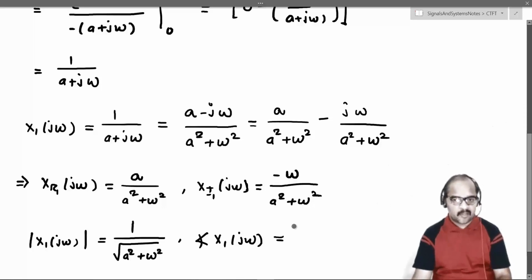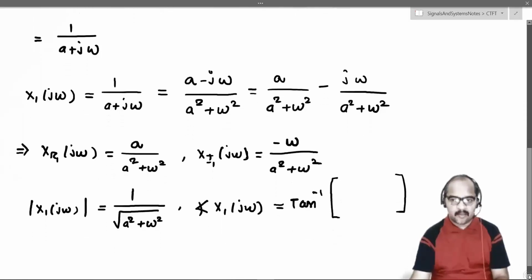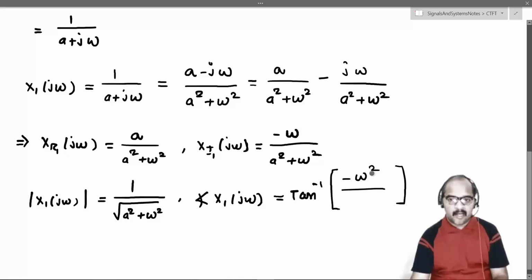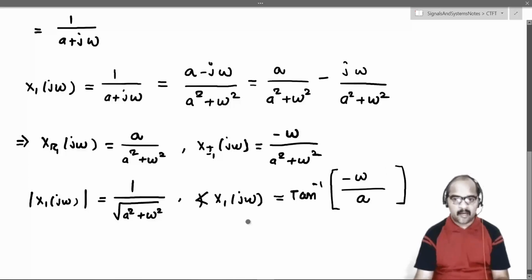Previously, in the previous lecture, we have seen the angle of X1 of j omega is how much? Tan inverse of imaginary part by real part, correct? So tan inverse of imaginary part by real part. The imaginary part is minus omega by a squared plus omega squared, by the real part, which is a by a squared plus omega squared. So clearly a squared plus omega squared will get cancelled. We will get tan inverse of minus omega by a. So that would be the angle of X1 of j omega.